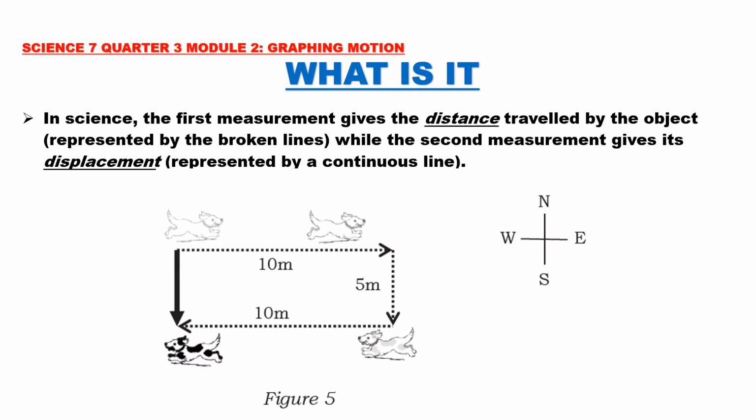So, in science, the first measurement gives the distance traveled by the object. So, yung 25 meters, we call that as distance. So, it is represented by broken lines. So, nasan yung distance natin? So, lahat ng mga broken lines na nakikita nyo, ang nire-represent po niyan ay distance. So, yan yung total path traveled by the dog. While the second measurement, yung sinabi natin na 5 meters to the south, ito, simula dito hanggang dito, we call that measurement as displacement. So, let us differentiate distance from displacement.